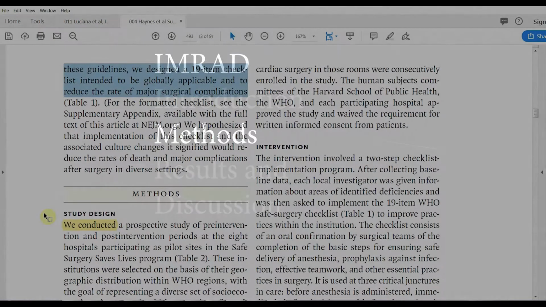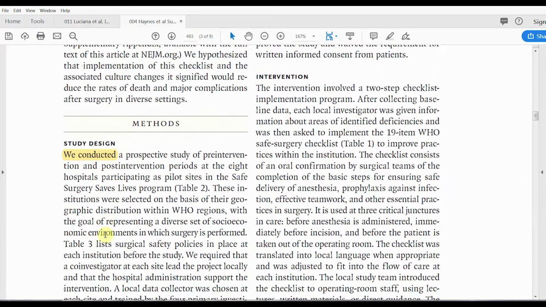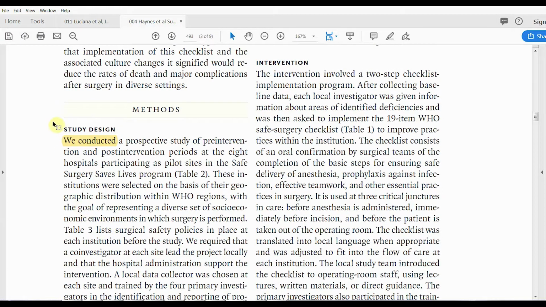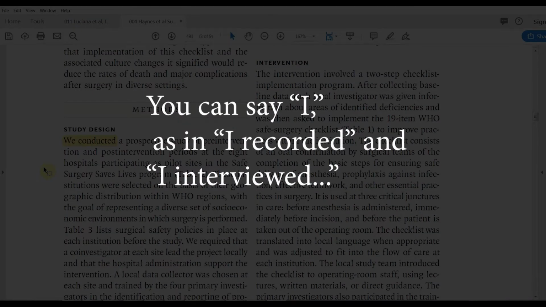Now, after you do that, and the introduction can be kind of short, you need to move on to a methods section, and this is where the researchers describe what they actually did. I want to quickly point out that they are using first-person active voice here. We conducted a prospective study of pre-intervention and post-intervention periods. I will leave it off there. You can feel free to use this active voice. Do not feel like you need to be stuck in passive voice the whole way through.